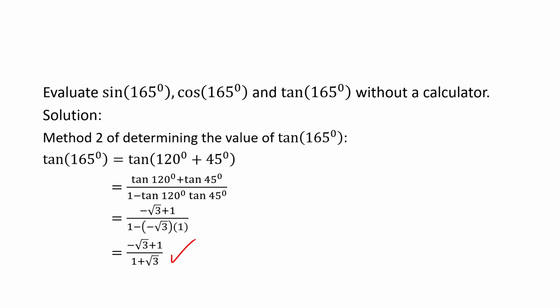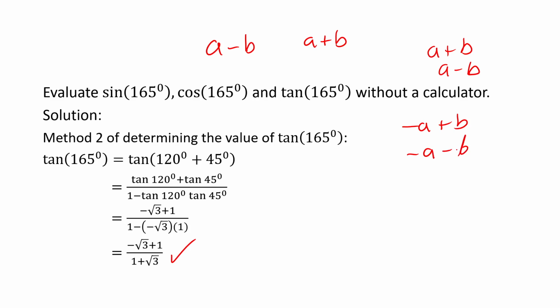Now, how do you rationalize the denominator when there are two terms? As said, we multiply top and bottom by the conjugate of the bottom. So again, the conjugate of a minus b is a plus b. The conjugate of a plus b is a minus b. The conjugate of negative a plus b is negative a minus b. All we're doing is changing the sign of what's in front of the second term. So the conjugate of that denominator will be 1 minus root 3.